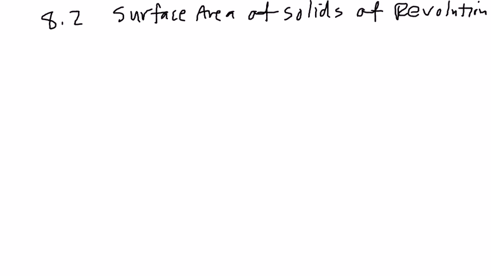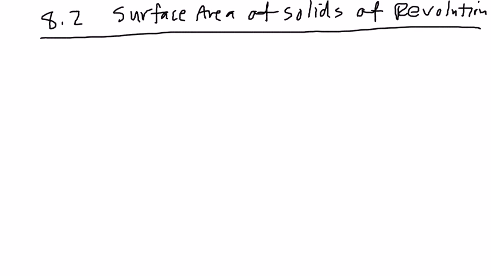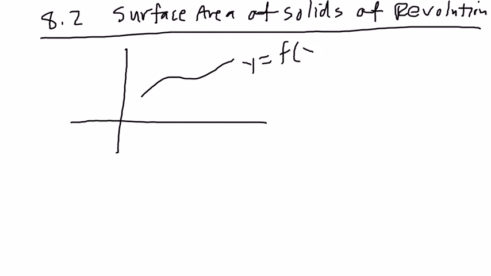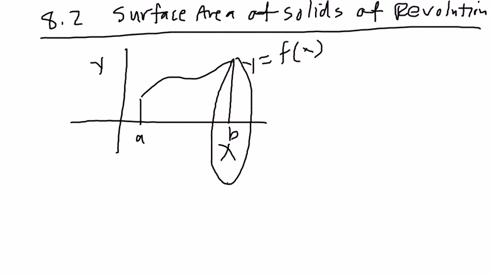Okay, now recall that to make a solid of revolution, you take your function f of x, and then you take it from a to b, and you revolve that function about the x-axis and make a solid there.